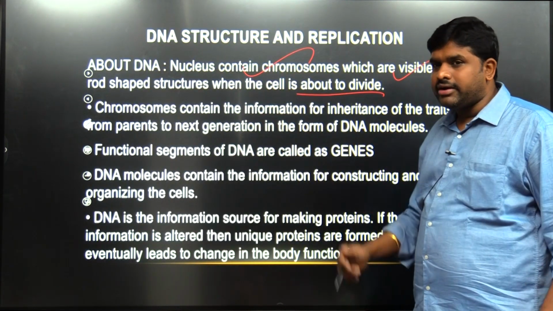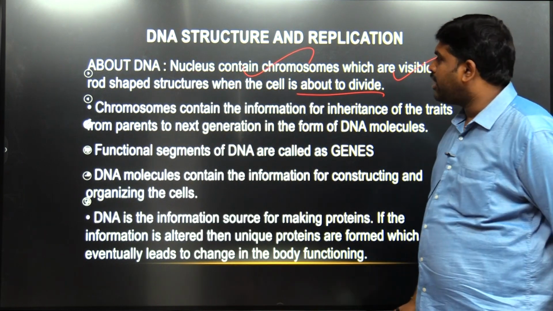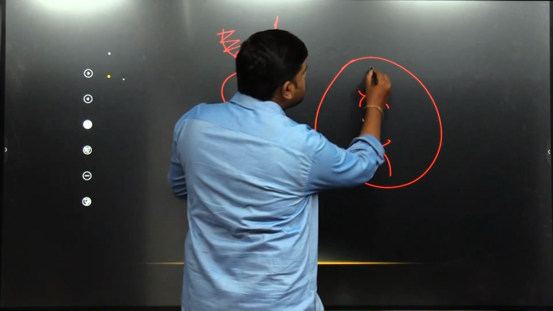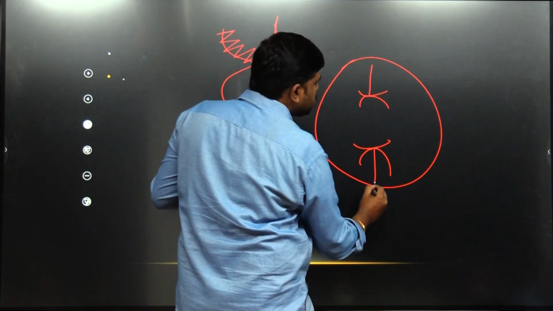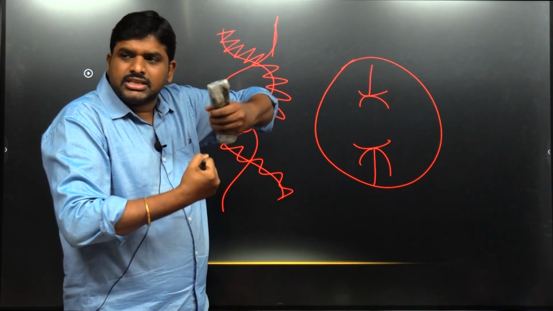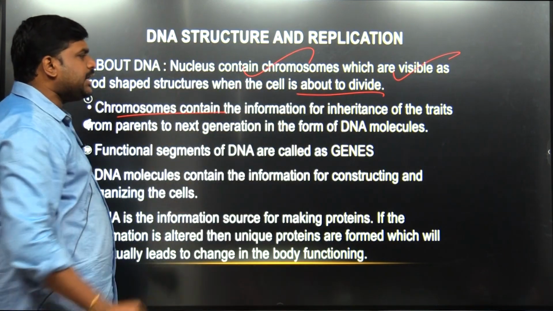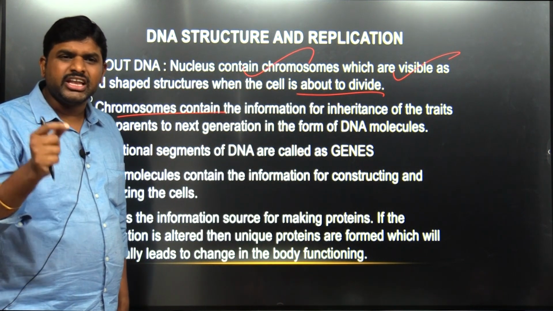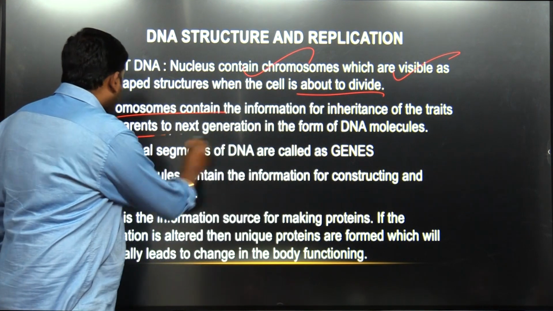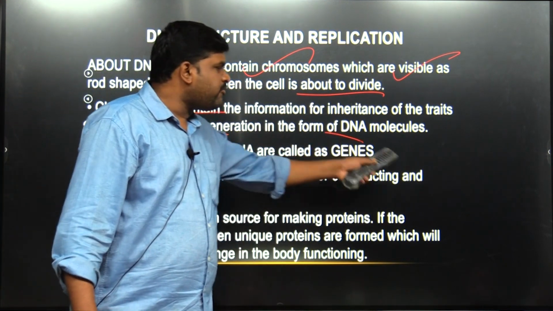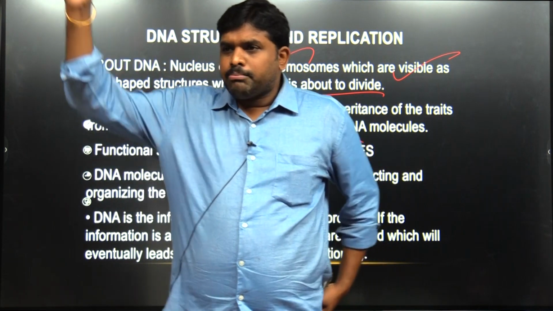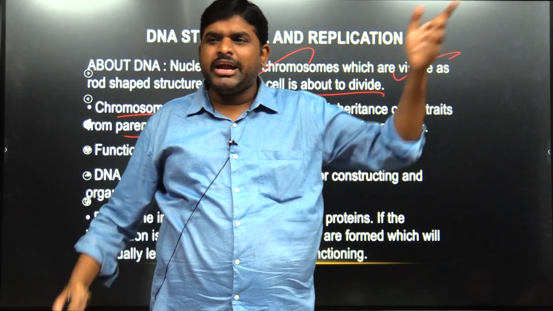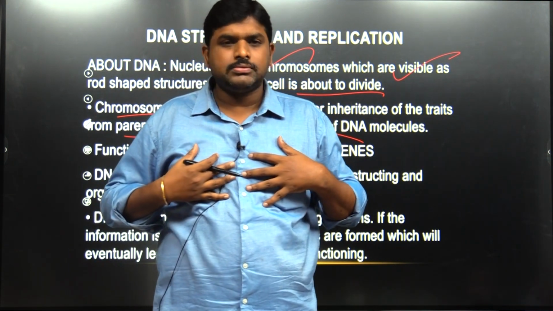When the cell is about to divide, for example, it will be looking like this. When it is about to divide, this will be pushed to this side, and this will be pushed to this side. Rod like structures at the time of cell division. Chromosomes contain the information. What do these chromosomes contain? The chromosomes contain the information of inheritance of traits from parents to the next generation in the form of DNA molecules. Meaning in the division, my father's 23 chromosomes and my mother's 23 chromosomes combined to form me, which is 46 chromosomes.